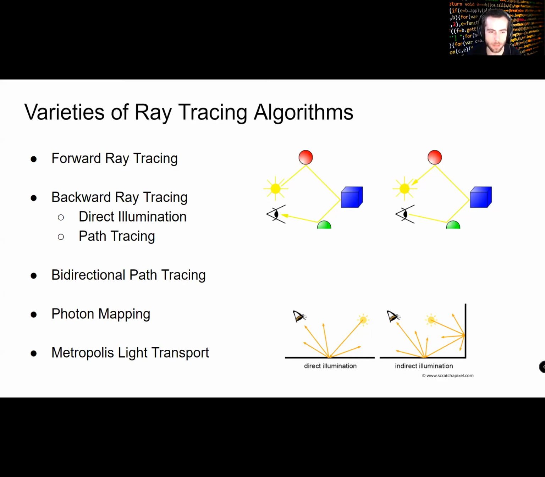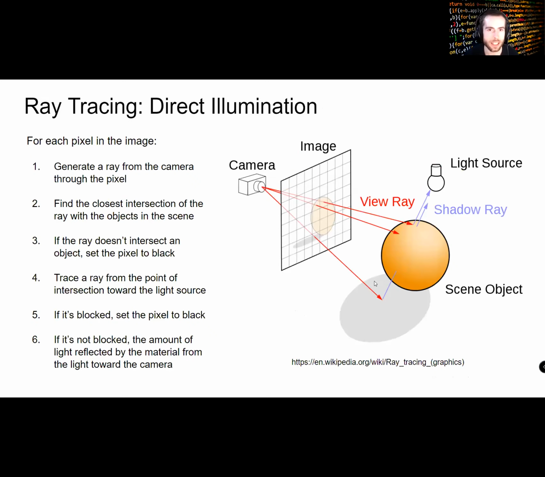Then there's also bidirectional path tracing, where you trace rays from the camera toward the light, and from the light toward the camera, and then you can combine those paths in different ways. Photon mapping, you basically trace rays of light through a scene, and then you store them on diffuse surfaces. Anyway, we could go on. Metropolis light transport, super fancy too. You can look up those terms if you want to.